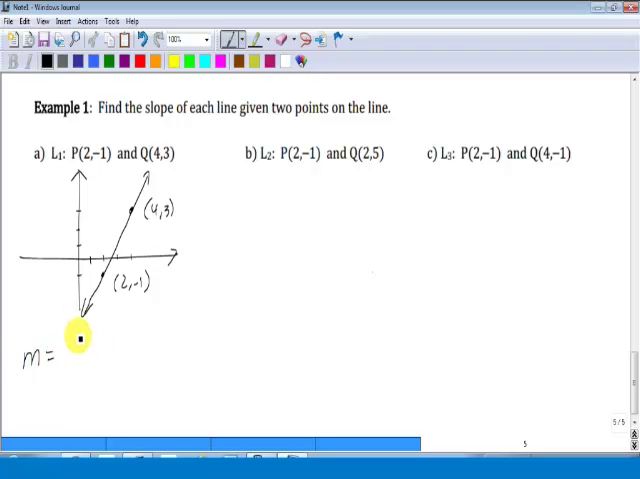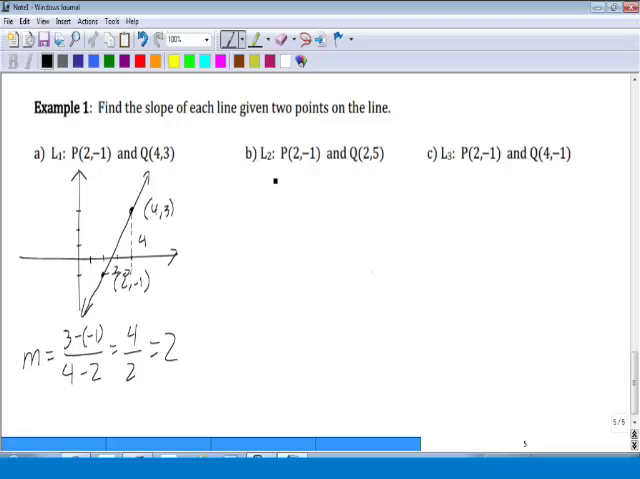m equals 3 minus -1. That tells us how far up we go, moving from point to point, over 4 minus 2. That tells us how far to the right we go. So the rise looks like 4, and the run looks like 2. So 4 divided by 2 equals 2. So positive slope, the slope is 2.